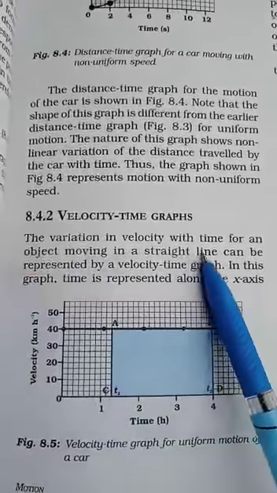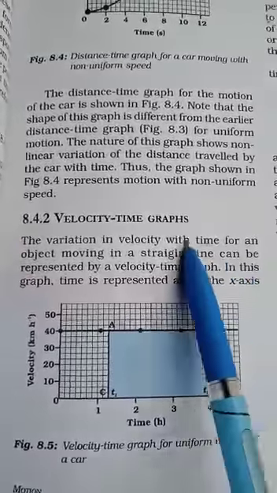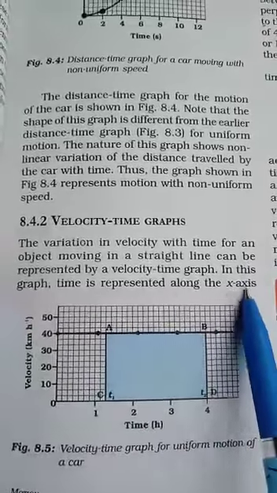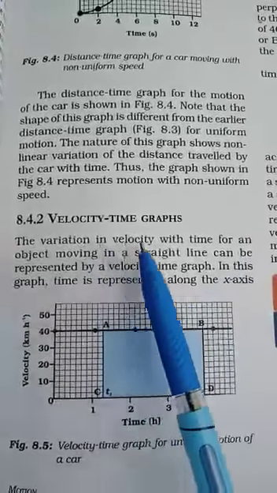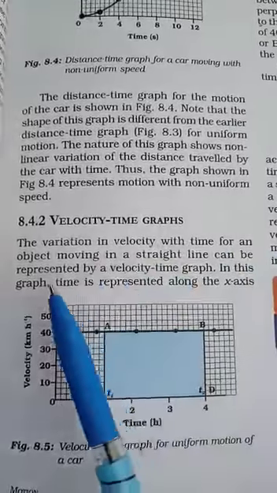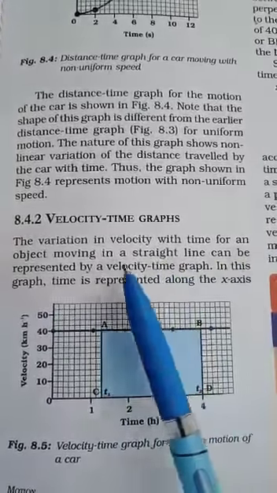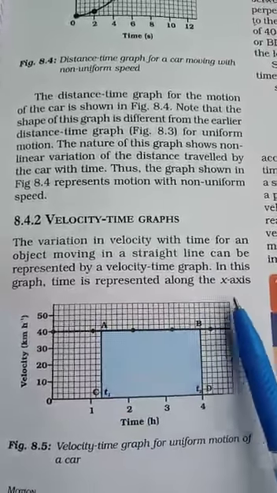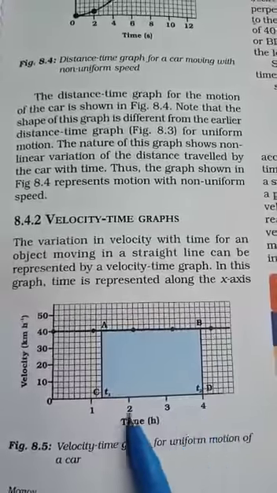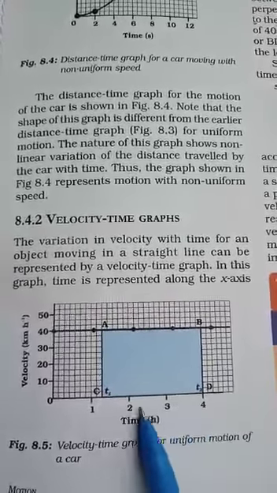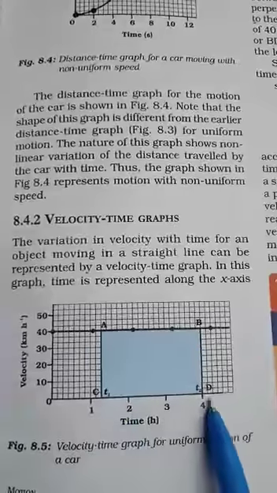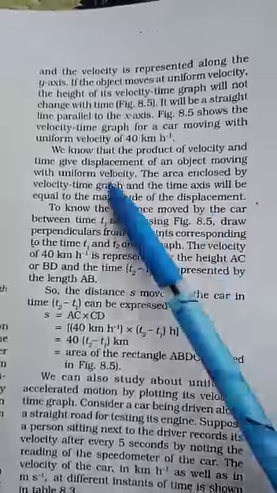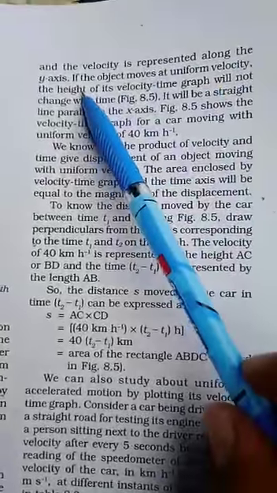The variation in velocity with time for an object moving in a straight line can be represented by a velocity time graph. In this graph, time is represented along the x-axis. This is the x-axis, and velocity is represented along the y-axis.